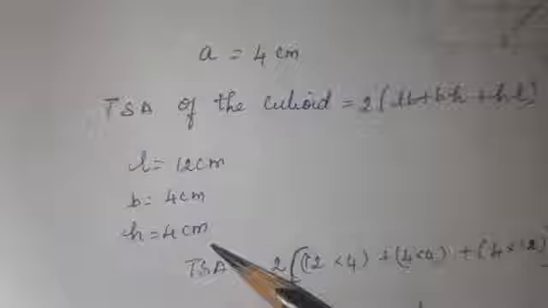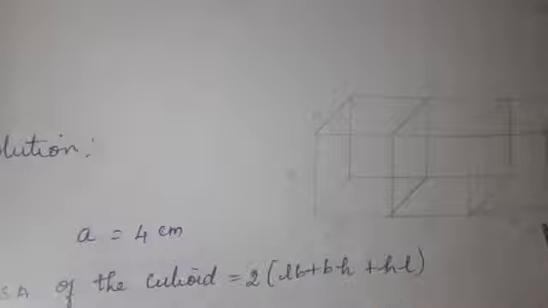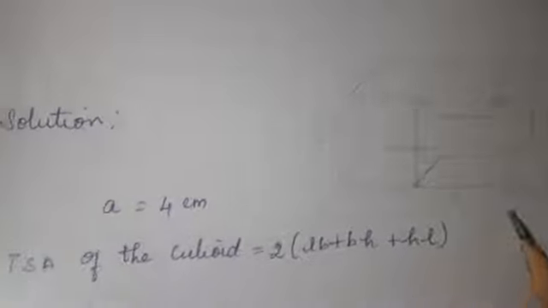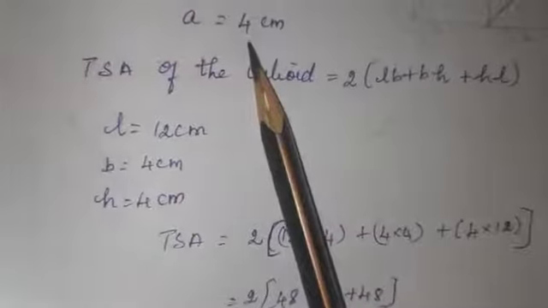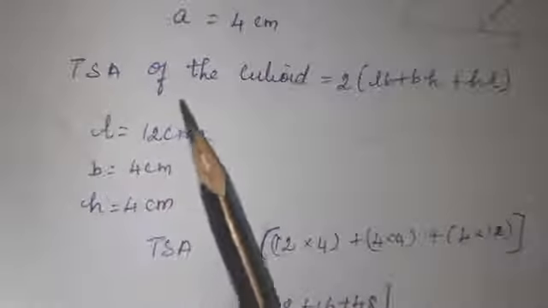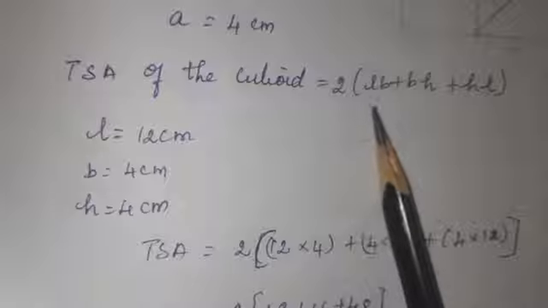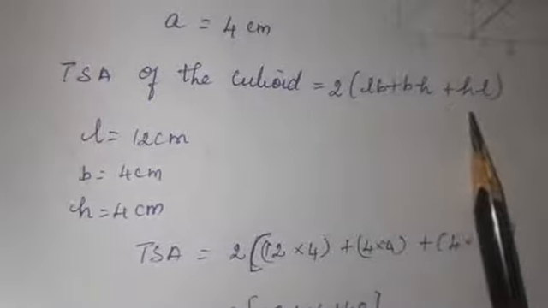H is equal to 4 centimeter. What should we find? This picture is a cuboid, no? So we should find the TSA of a cuboid and the LSA of a cuboid. Here, the given A value is 4 centimeter. Then the TSA of a cuboid formula is 2 into (LB plus BH plus HL).